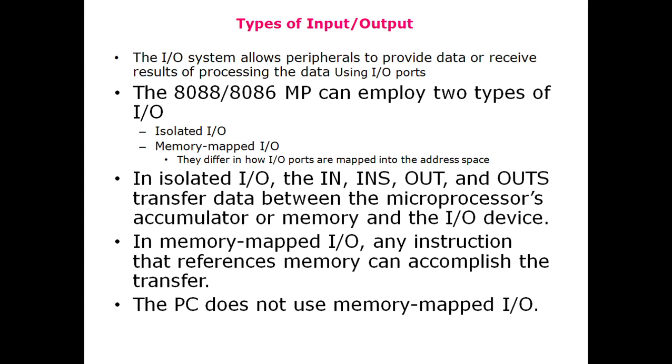In memory mapped I/O, the special input and output instructions are not used, but any assembly language instruction that references memory can accomplish the transfer. So in isolated I/O, there are special input and output instructions responsible for moving data in and out between the microprocessor and the input and output devices, while in memory mapped I/O, any instruction that references memory can do the input and output transfer. Personal computers don't use memory mapped I/O. They use only the isolated input and output technique.